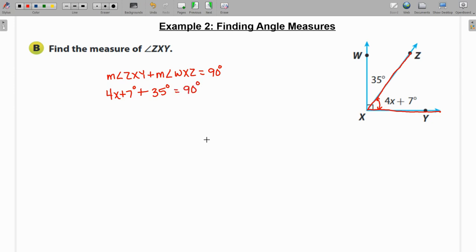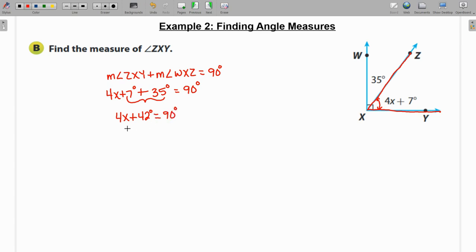Now, from here, I'm going to try to combine like terms. I have this 7 degrees here and this 35 degrees here. They're both on the left-hand side of the equals, so I can combine those two things together to simplify a little bit. The 4x, we're going to leave as it is. Then we have 7 degrees plus 35 degrees. When we combine 7 and 35, that's going to give us 42 degrees, and that's equal to 90 degrees.